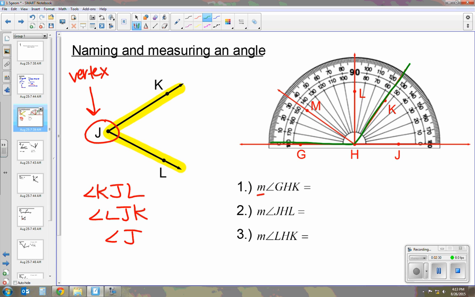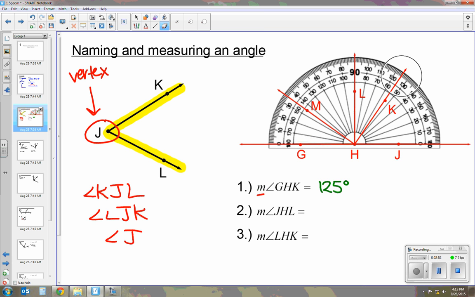Okay. Now if we look at this, this is an obtuse angle, and we have two options. We have the smaller numbers and we have the larger numbers. And since it's an obtuse angle, we're going to look at the larger numbers. And since it's in between 120 and 130, this is going to be about 125 degrees. So that's how we use that protractor.